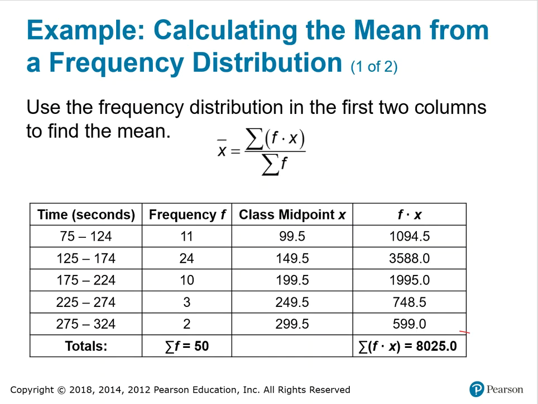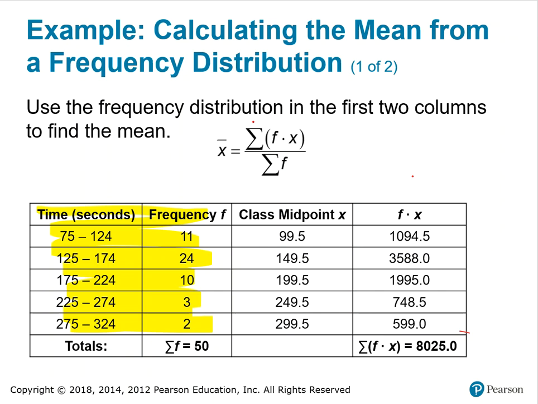Here's an example. Use the frequency distribution in the first two columns to find the mean. In the table that's shown, this is my frequency distribution, and it should look familiar. It's the same one that we used in Chapter 2. This is our formula for a frequency distribution.